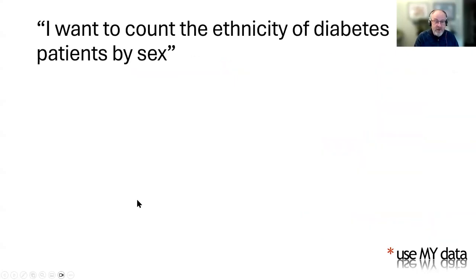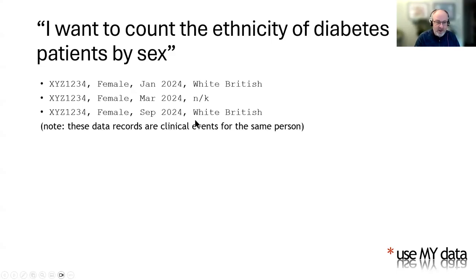So here's a very, very simple example that you might have in the NHS. Want to count the ethnicity of diabetes patients by sex. So a researcher gets a data offload, which might look like that. It's got some pseudonymized or jumbled numbers on the left. That just allows individual records to be associated with the same person, but you don't know who the person is. What you do know is they're female, something happened in January, something happened in March, something happened in September. So those are all events that have happened to that person. But the only thing I've taken from that event record is the ethnicity code that was recorded at that time.